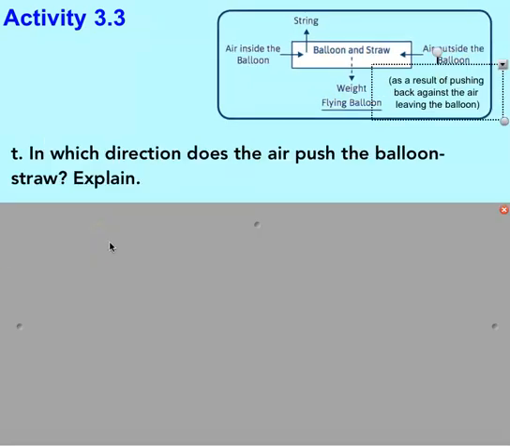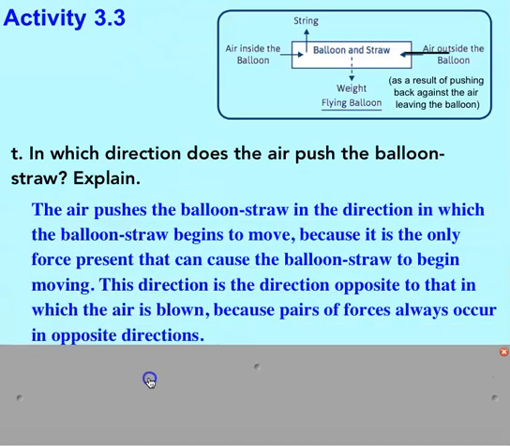So in which direction does the air push the balloon straw? Well, if we look at it here, it's got to be, and remember earlier on, I talked about maybe making this arrow a little bit longer so it looks like it's longer. So the balloon is being pushed off to the left, because the air pushing against the air leaving the balloon is actually what causes the balloon to move.